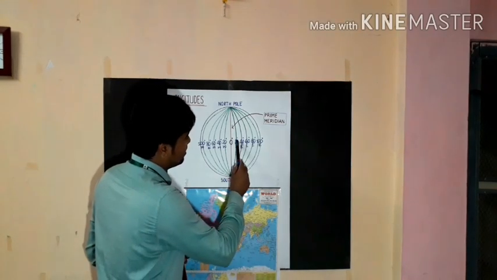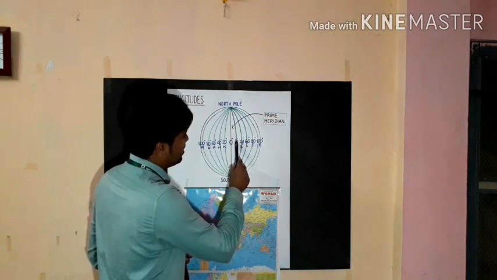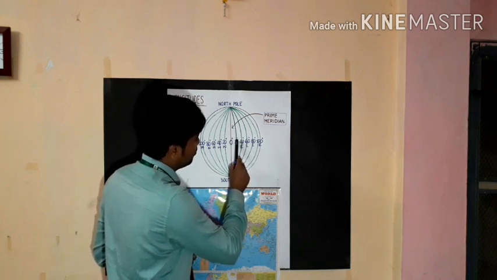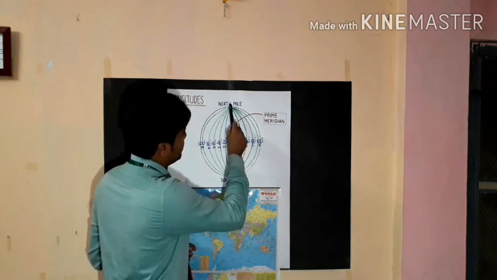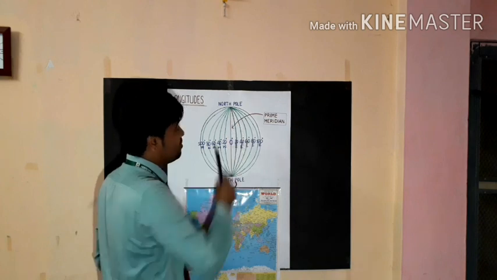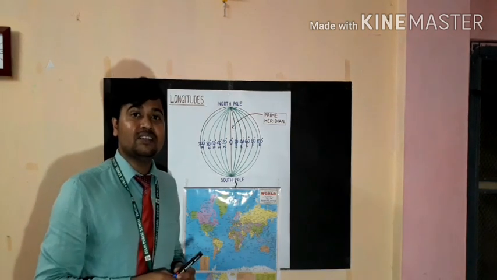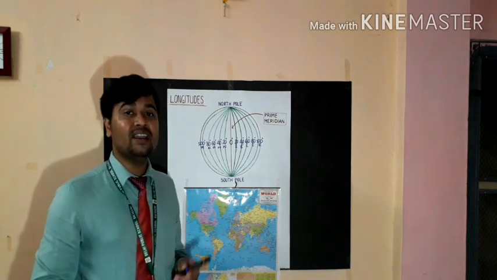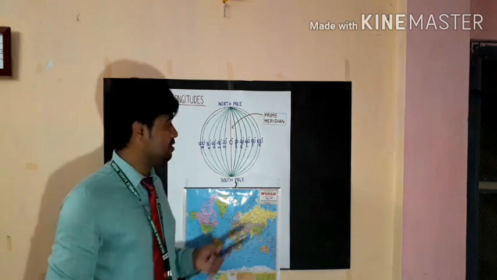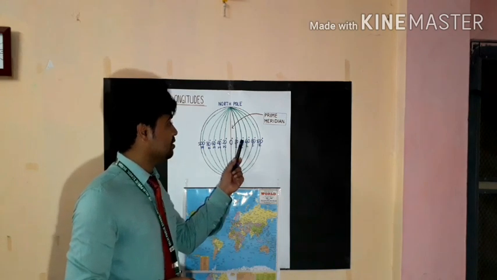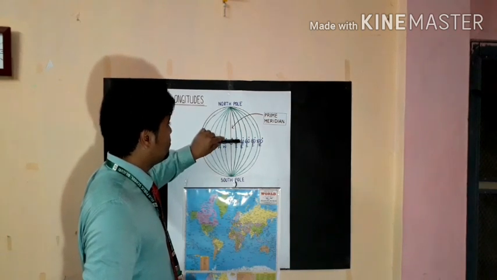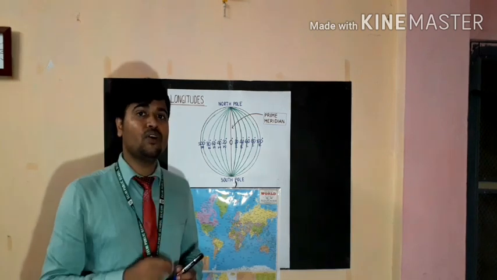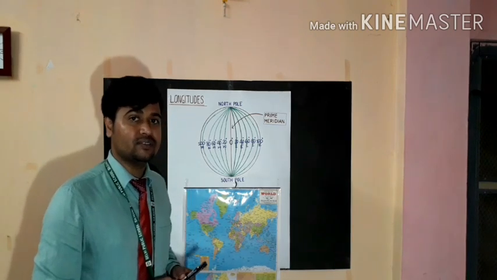As you can see, the distance between 20 degree and 40 degree is maximum over here, but the distance near the pole is minimum. The distance of a longitude is 111 kilometers at the equator, but as we move towards the pole, the distance between two longitudes decreases gradually.